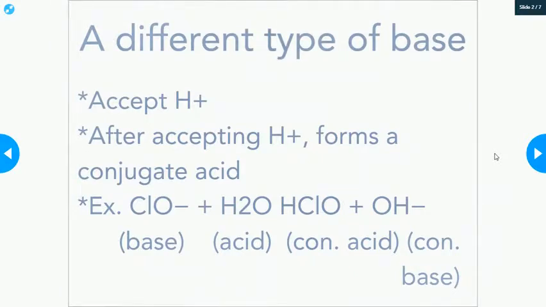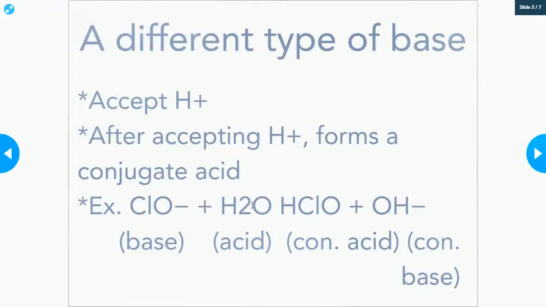So a different type of base is one that also accepts an H+. We know an acid gives off that proton, gives off that H+. So the opposite would be a substance that takes in the H+. And after it takes in an H+, it forms what's known as a conjugate acid. So conjugate acids or conjugate bases are always on the product side. Always, always, always products.